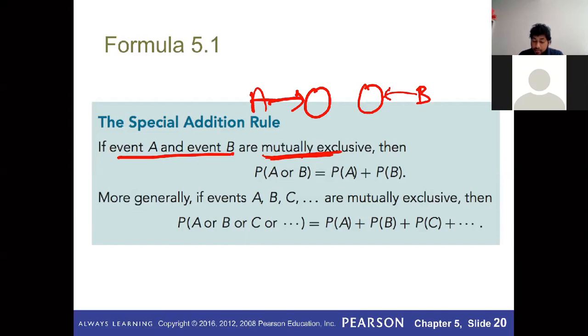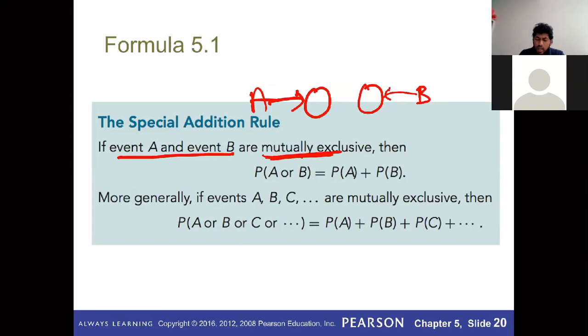Then you can write P(A or B) is P(A) plus P(B). I'm sorry that I'm reading this as PA, PB. Actually, you should read this as the probability of event A and the probability of event B. So the probability of A or B is simply the probability of A plus the probability of B, where A and B are mutually exclusive events.